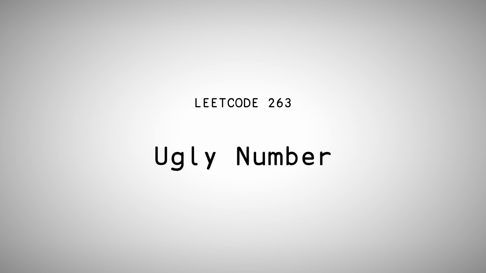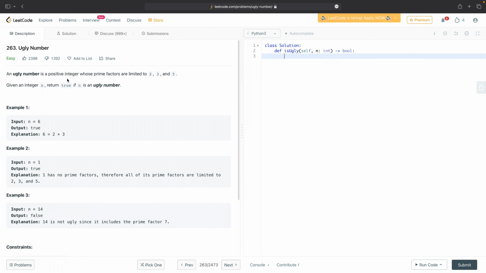Today we are doing the ugly number problem. An ugly number is a positive integer whose prime factors are limited to 2, 3, and 5. Given an integer n, return true if n is an ugly number. So for example, 6 is an ugly number because if you do a prime factorization, that's 2 and 3.